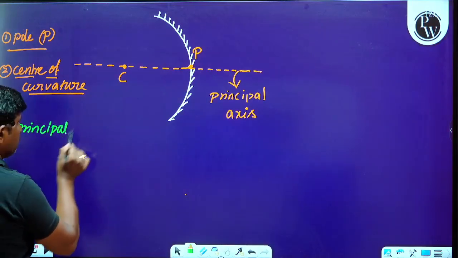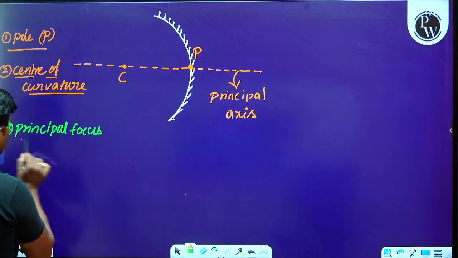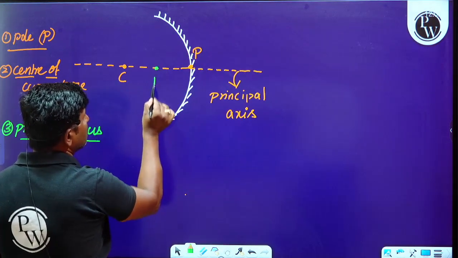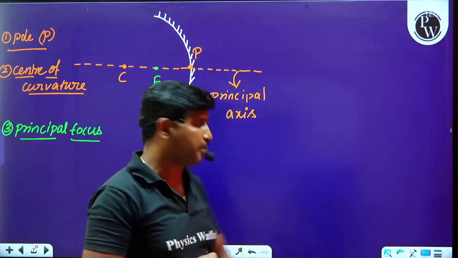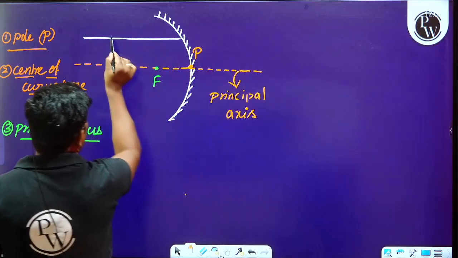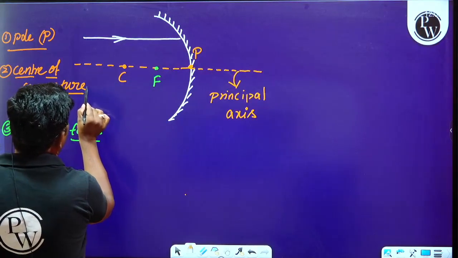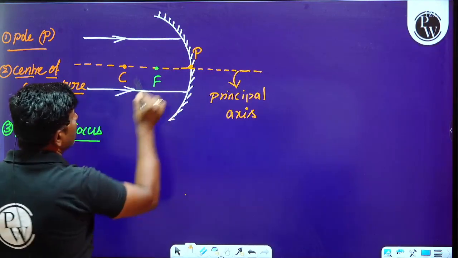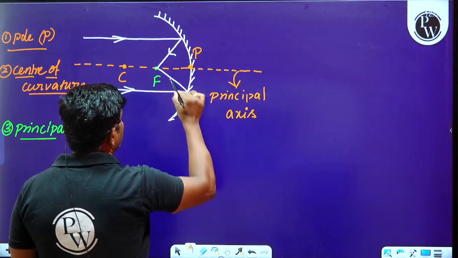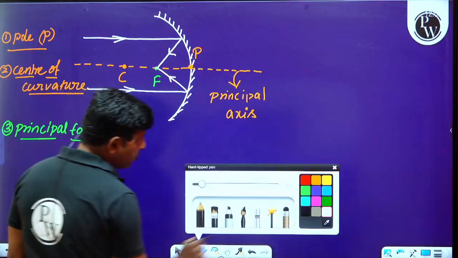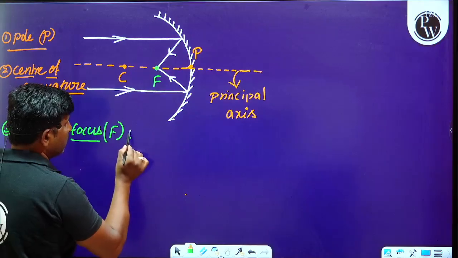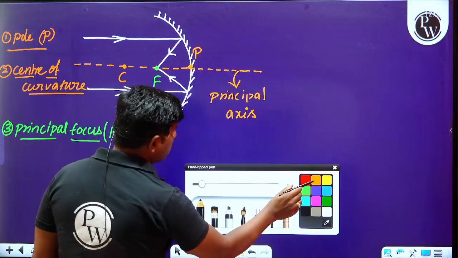Later we have to think about the third point, that is the principal focus. So what is this principal focus? How can we understand this? Observe this. The point on the principal axis at which the rays incident on the mirror get reflected back and meet at a point is called the principal focus, capital F. Is it clear? And just observe the diagram carefully.